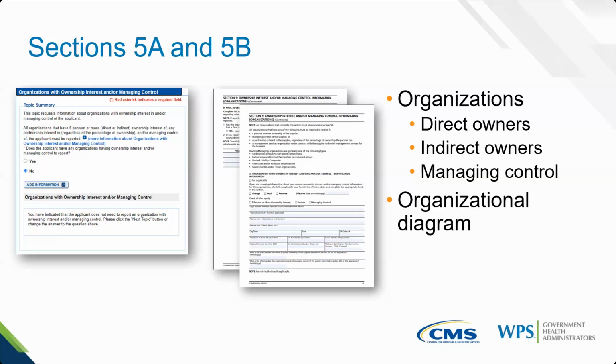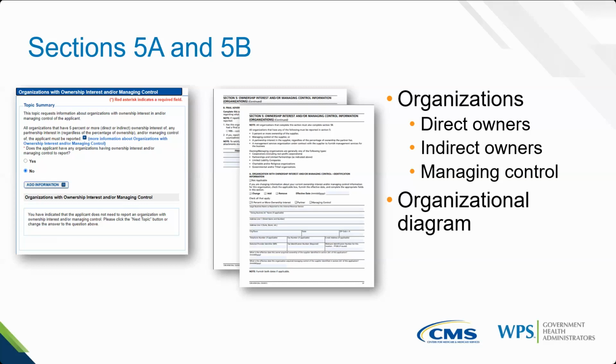Section 5A is for the organizations. So if there are parent companies, if there are government entities that are overseeing the supplier, we're going to need those reported. We're going to need any direct owners if they actually own it. That'd be like a parent company, any indirect owners. So if the parent company is owned by another company, that second company is going to be an indirect owner of the enrollment. Or if any companies have managing control. Sometimes there are business offices that have managing control over the provider and oversight over those funds.